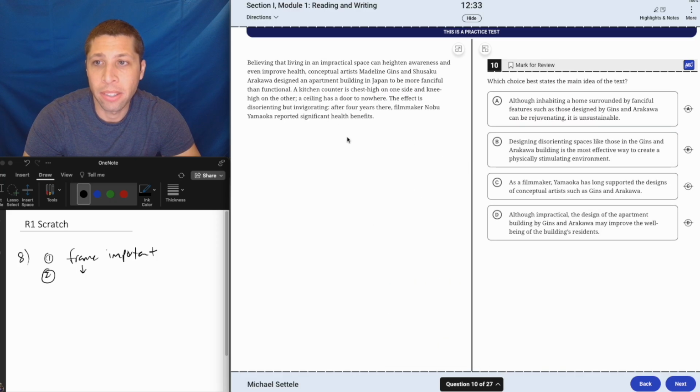All right, main idea. All right, maybe I got to pick up the pace. Believing that living in an impractical space can heighten the awareness and even improve health. Conceptual artists, whatever, designed an apartment building in Japan to be more fanciful than functional.